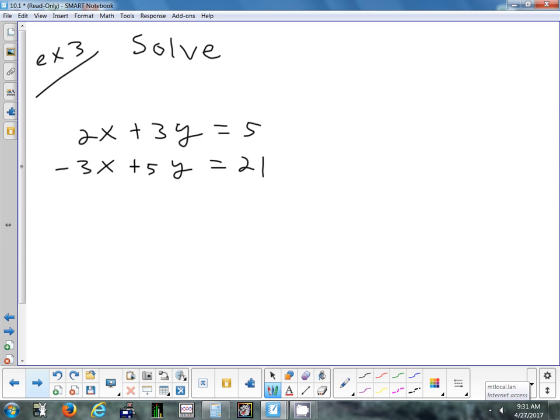So let's pick a letter that we want to get to be opposites. Do we want to try to get the x's to cancel or the y's? Y's. So let's take the top equation, and what could you multiply that by? You could multiply the top by 5. Okay, let's do that out first. Luke, what's my new equation if I multiply by 5? The 10x plus 15y equals 25. All right. And now we have to multiply the bottom equation by a number.